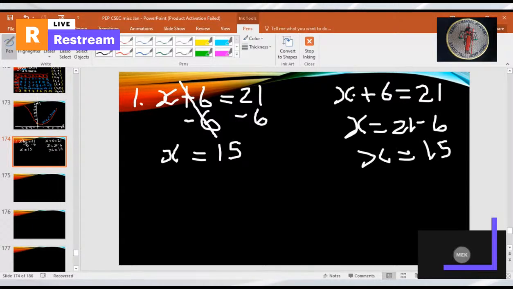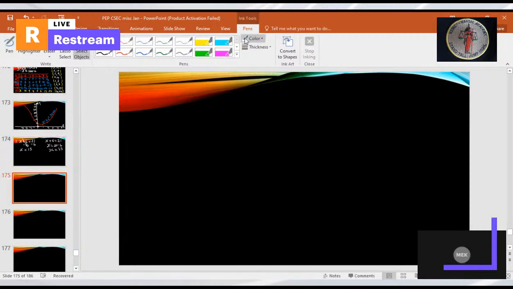If you prefer this method to show step by step what you're adding or subtracting to cancel the other one out, that's fine. And some teachers will ask you specifically to do it like this. At the CSEC level, this is fine. So whichever way you want to do it. All right, number 2.